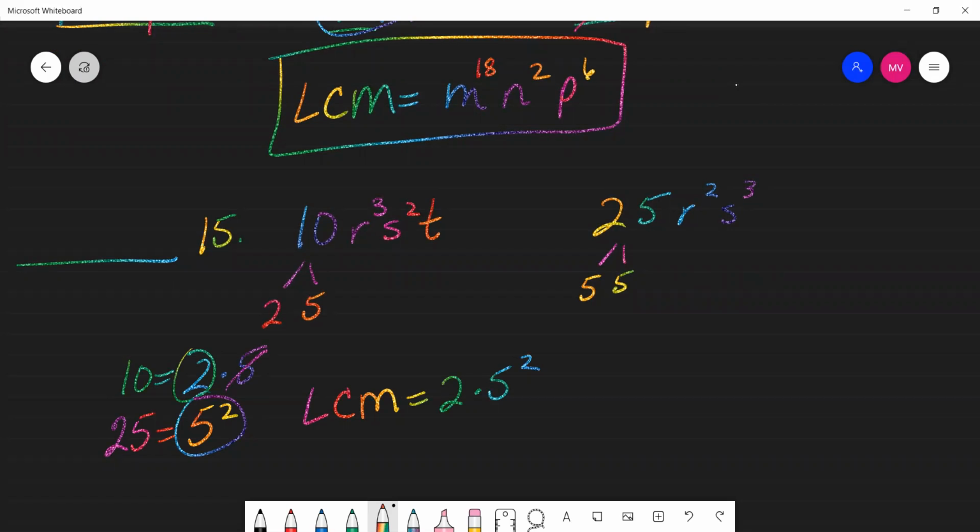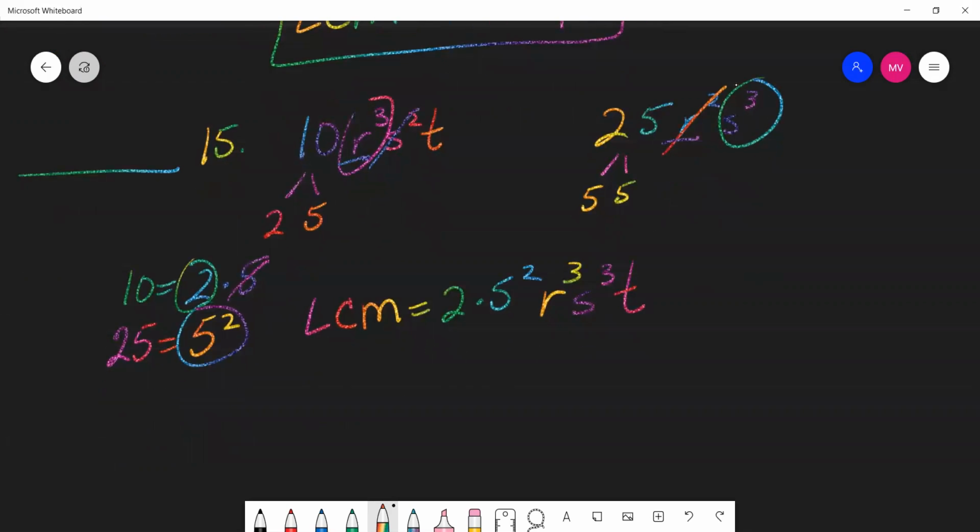All right, so now let's go back up and look at our variables. We have an r in both. Which one has the larger exponent? It's the r cubed. So r cubed. S, we also have s in both, but s cubed is over here with the 25r squared s cubed. So that's the one we use, the bigger one, s cubed. And then we have a t, so he comes down and joins the rest of the party.